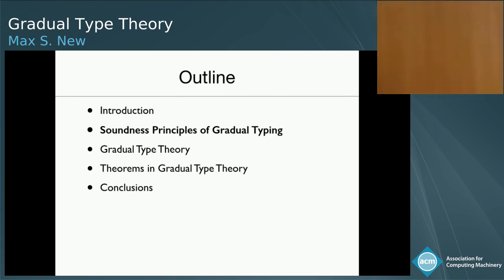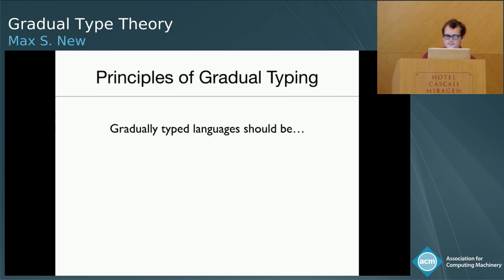Okay, so for the rest of the talk, first I'm going to say what these soundness principles are that we want, then I'll describe how we axiomatize them in gradual type theory, and talk a little about how we derive the semantics. Okay, so what are these principles of gradual typing? What should a gradually typed language be like?